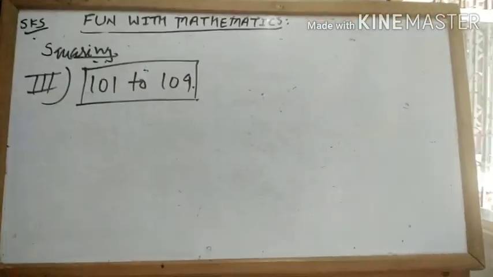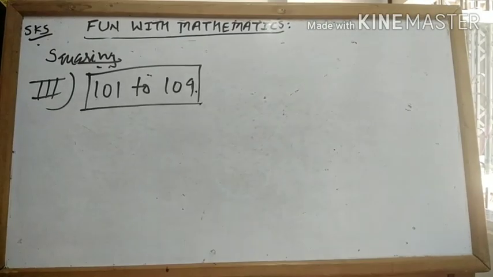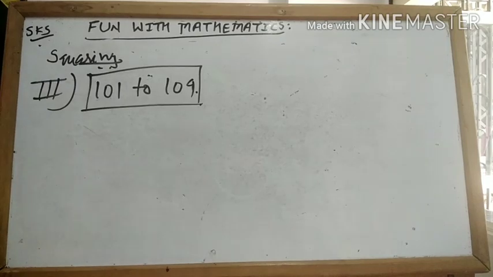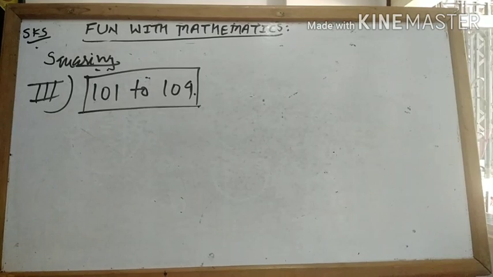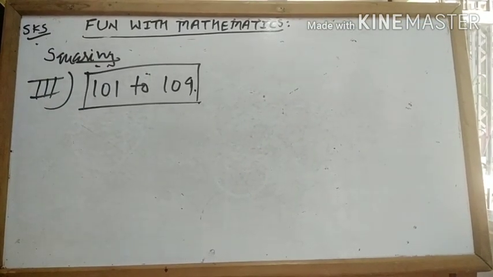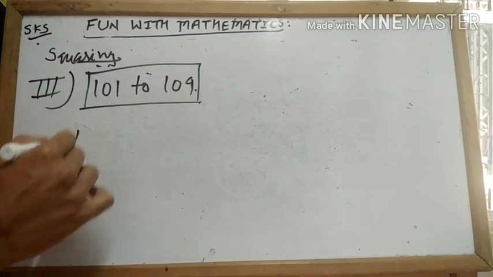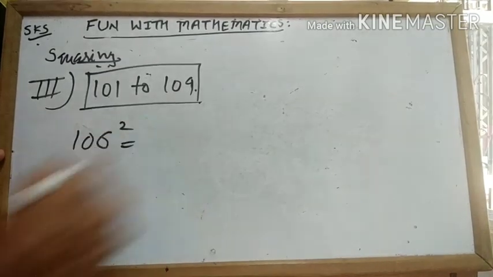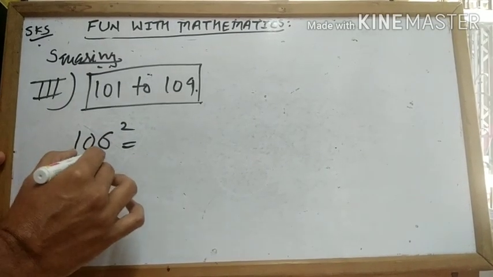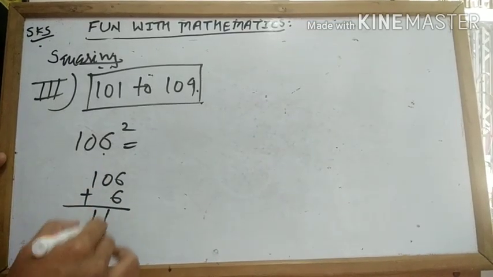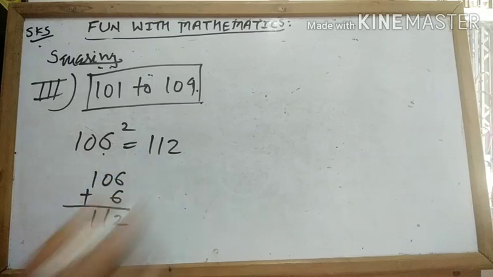The third category in squaring is squaring of numbers between 101 to 109. Remember, techniques are for limited numbers. Like the first technique was for numbers ending with 5, the second technique was for numbers ending with 1. This technique we can apply only to numbers between 101 and 109. Say for example, somebody is asking me the square of 106. Then you have to do a very simple thing. What is the unit place? 6. So 106 plus 6, that is 112. So I'll write down 112 over here.